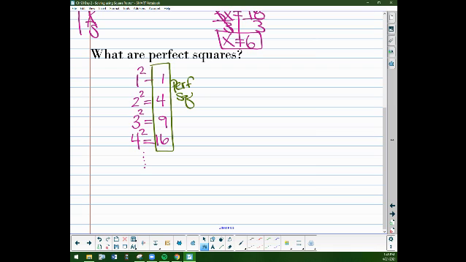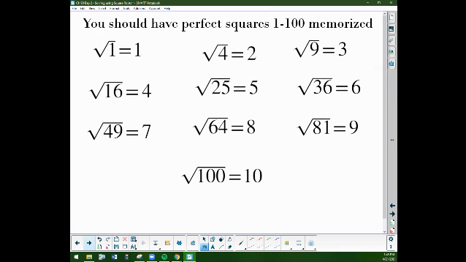The other thing that is really cool about perfect squares is that when we take the square root of them, they are whole numbers. So the square root of 1 is 1, the square root of 4 is 2, the square root of 9 is 3, the square root of 25 is 5, and so forth, on and on. Because it's so important that we know these perfect squares and their square roots, you should have the perfect squares from 1 to 100 memorized.